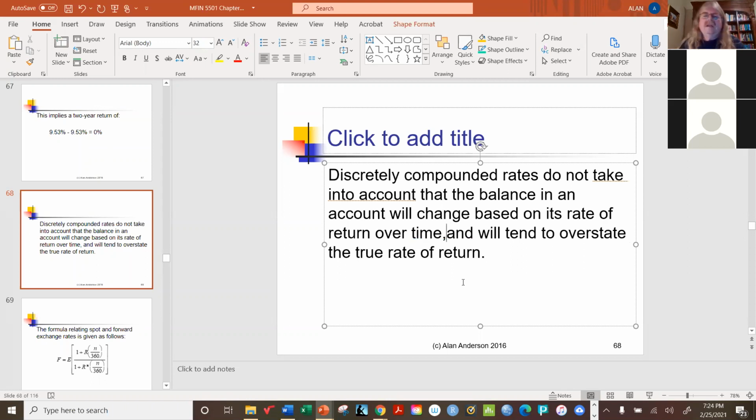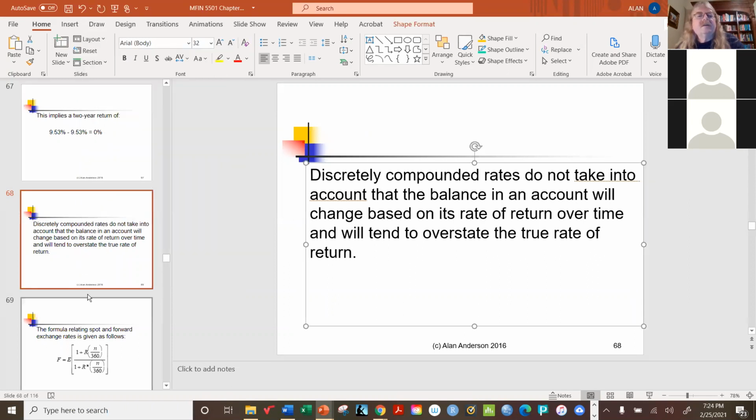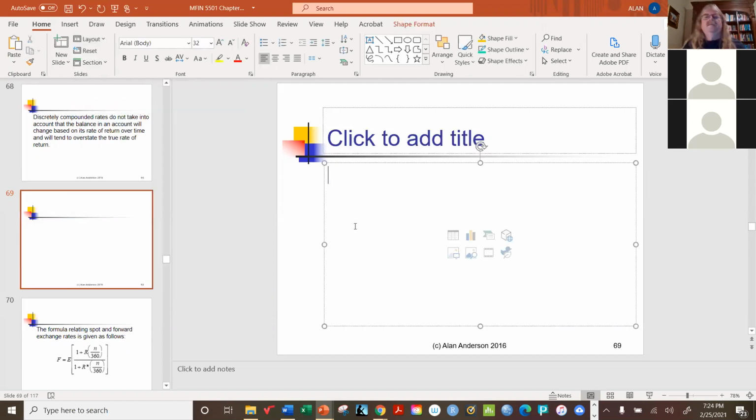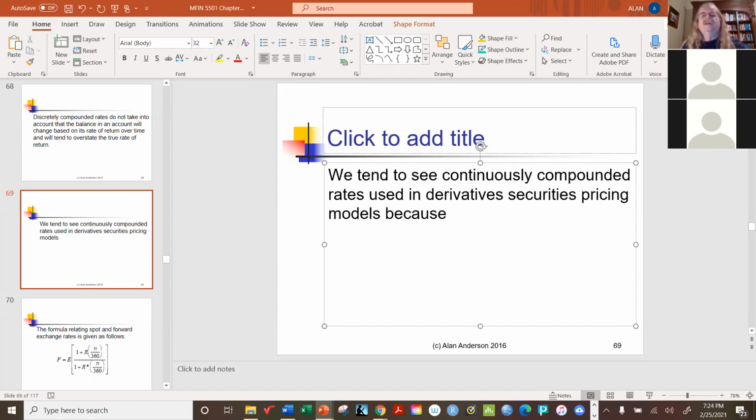All right, so that doesn't mean we shouldn't use them ever, but for certain situations, we'd like to use continuously compounded rates. And in particular, this is something else I may have mentioned last week, that we tend to see continuously compounded rates used in derivative securities pricing models because of the mathematical convenience.